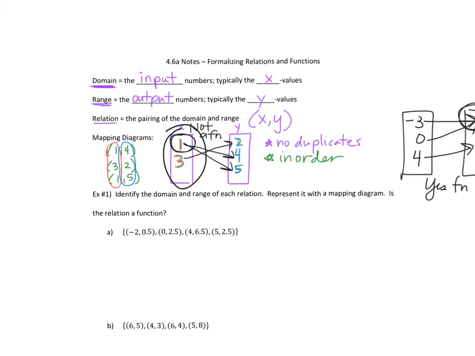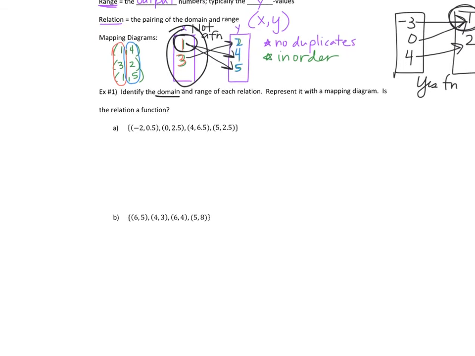So let's look at example 1 here. It says identify the domain and range of each relation and then represent it with a mapping diagram. And is it a function? Okay, so the first thing we need to do is set up domain and then range.